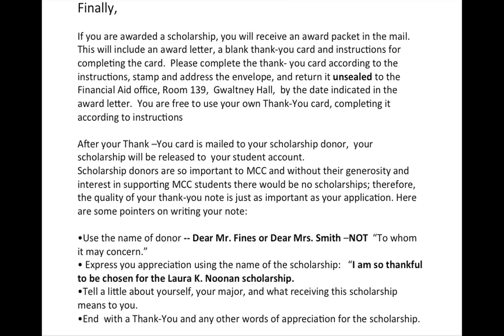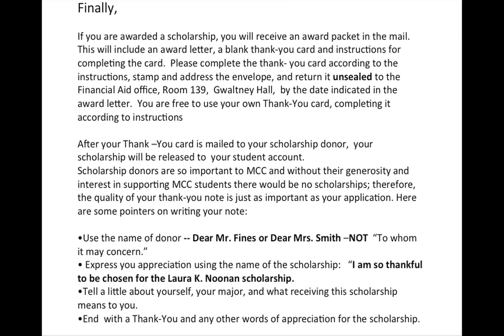The reason why we ask you to return it unsealed is so that the financial aid coordinator can review it, look it over, be sure the information that you put on it is according to instructions, and also you may want to personalize this by buying your own thank you card and bringing that in. And again, we need to have the address on the envelope and the stamp. We will not mail it for you and will not provide the stamp for you.